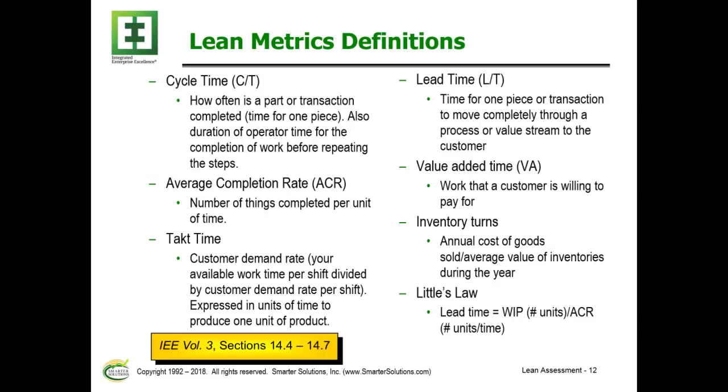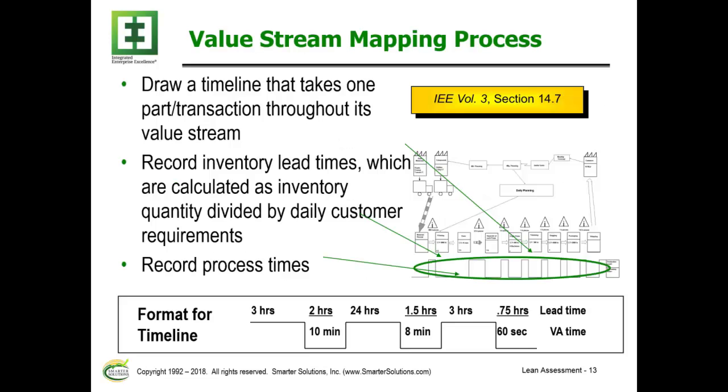So more lean metrics are cycle time, average completion rate, takt time, that's the customer demand rate, lead time, value added time, inventory turns, and Little's Law gets involved in here also. Now most of these particular metrics can be reported from a 30,000 foot level point of view, and it has a lot of advantage to do so.